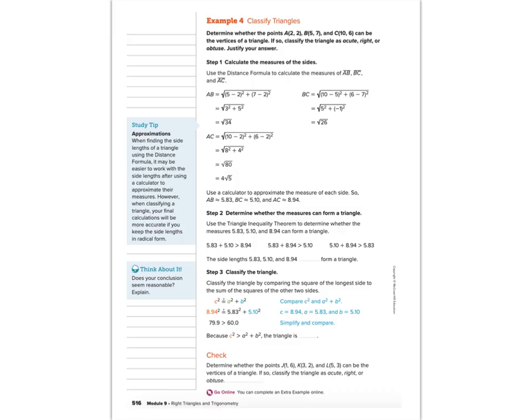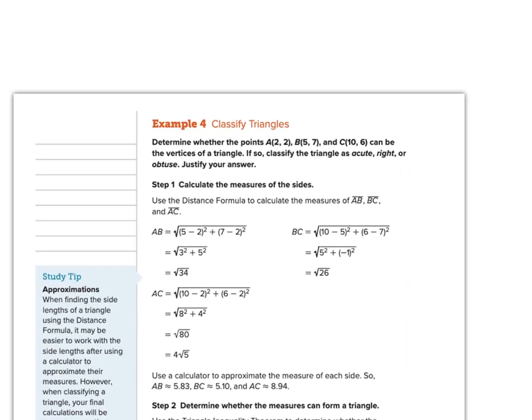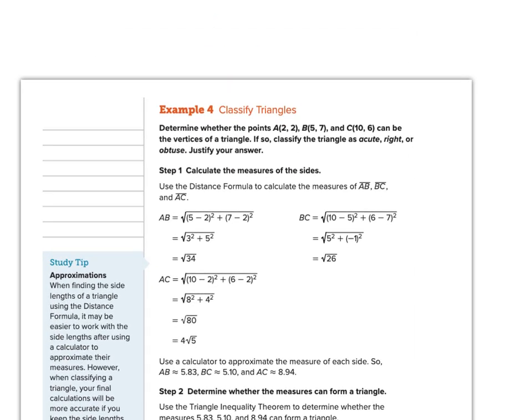So here, just understanding determining whether the points of this triangle can be the vertices of a triangle. If so, classify the triangle as acute, right, or obtuse. So let's see. They found the distance between A and B.